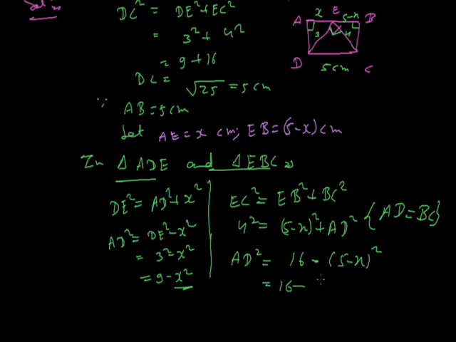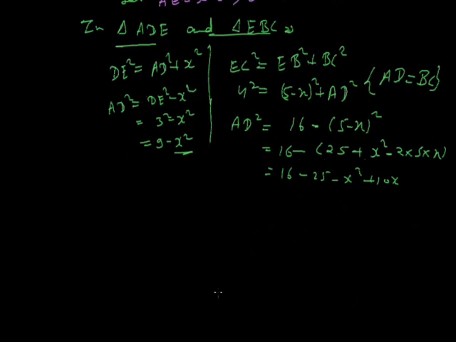Now 16 minus the value of a minus b whole square, we are going to use the formula of a minus b whole square, which is a square, it means 5 square, it means 25, plus b square, means x square, minus 2 into a, it means 5 into b, which is x. So AD square is 16 minus 25 minus x square plus 5 2s are 10x.